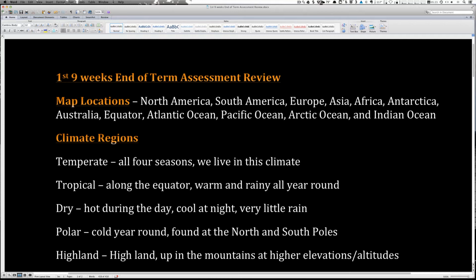Dry climate regions are regions like deserts and steppe, where it's hot during the day, cool at night, and there's very, very little precipitation, very little rain. Polar climates are cold year-round, and they're found at the north and south poles, which is why we call them polar. And highland, or high land, is the climate regions that are found up in the mountains at higher elevations or altitudes.